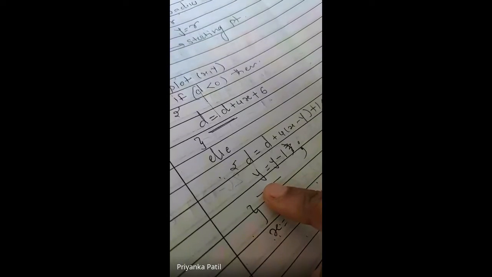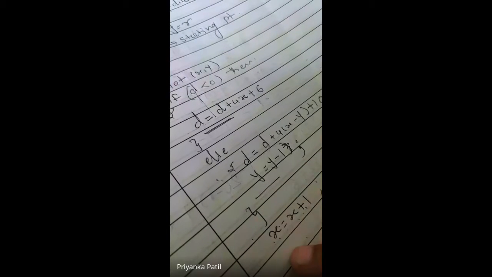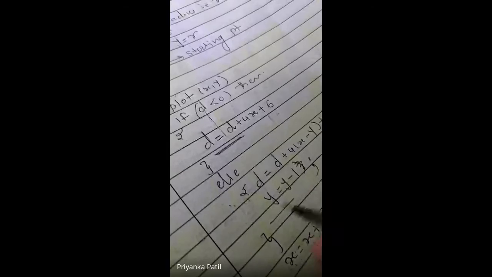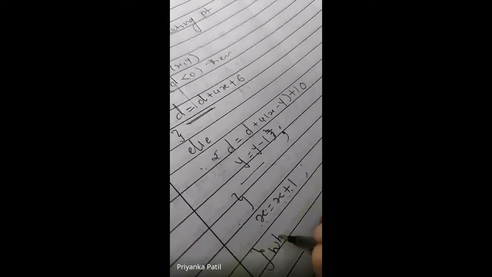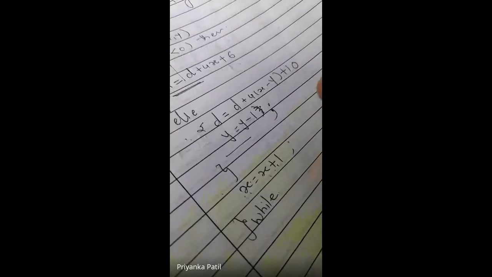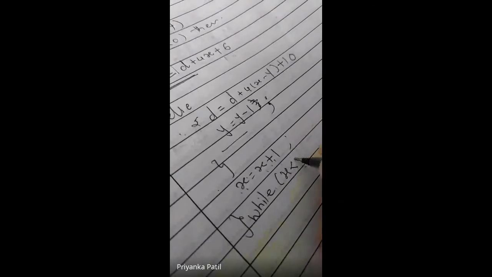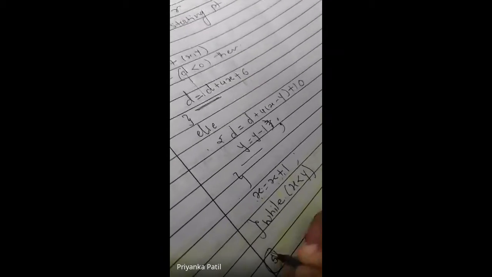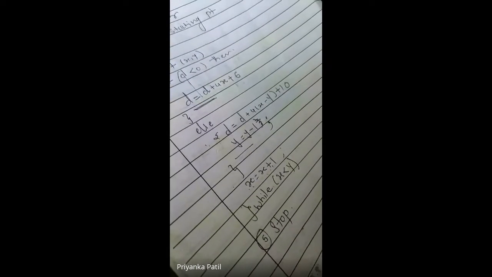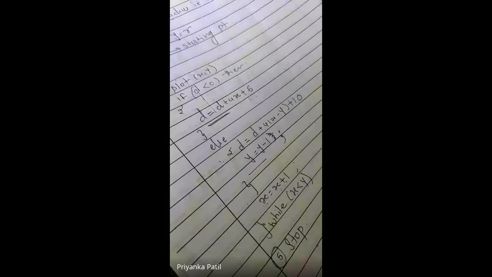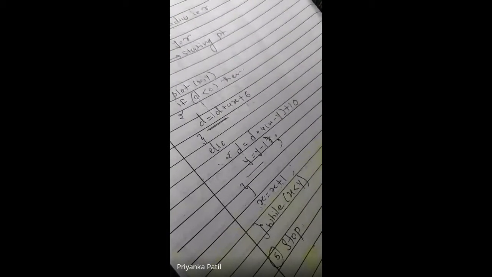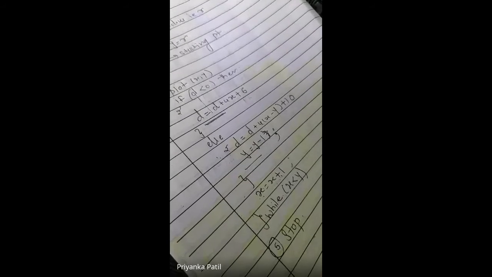In both cases we need to increase x by 1 unit. But if the decision variable is greater than 0, in that case we only decrease the value of y by 1 and x is incremented by 1 unit. How many times do we have to execute that condition or expression? While x is less than y. And the last step is stop. This is the algorithm for implementing the circle with the help of Bresenham's method.